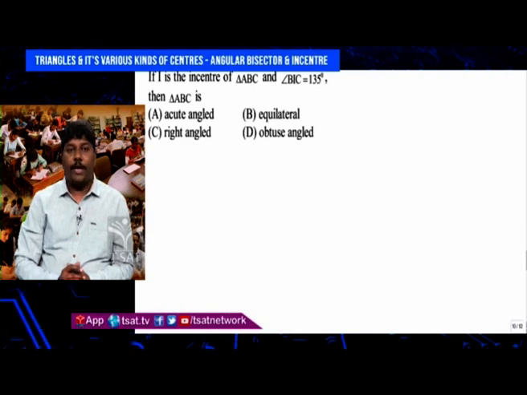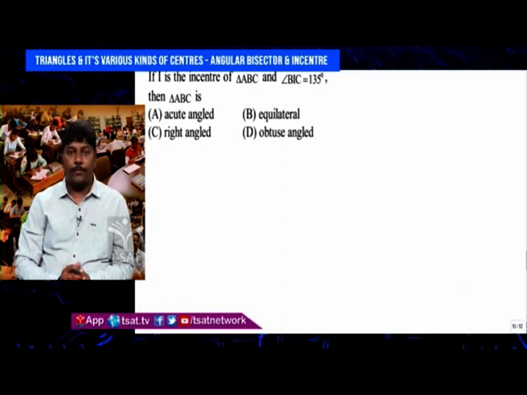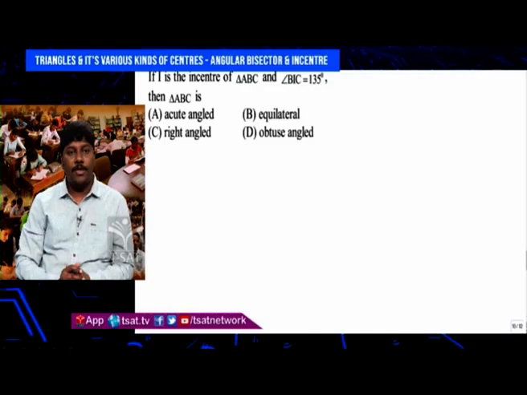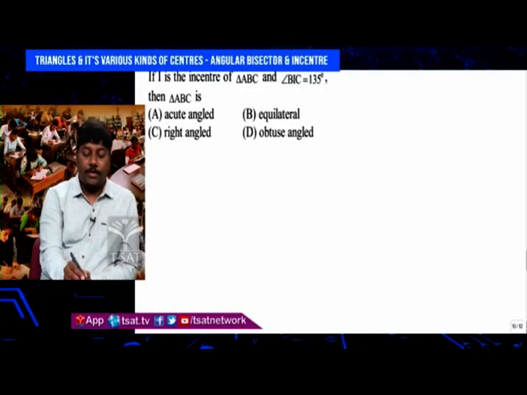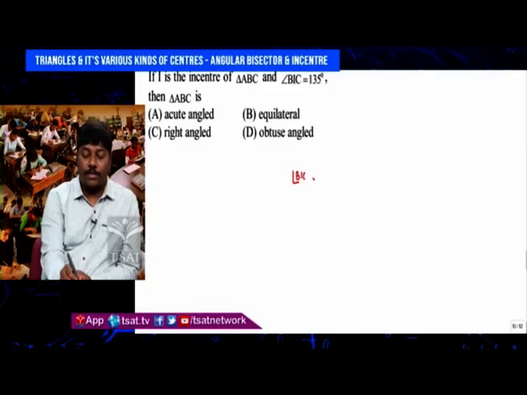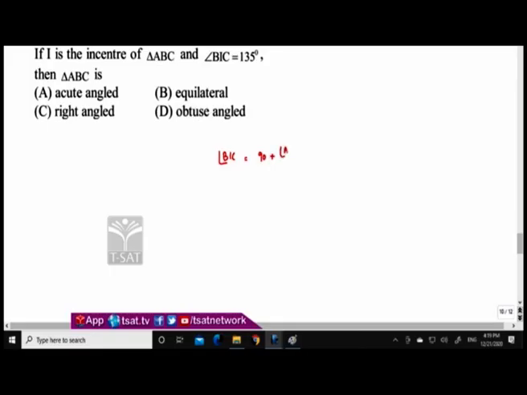If I is the incenter of triangle ABC and BIC is 135 degrees, then he is asking what kind of triangle ABC is. In order to say which kind of triangle it is, you need to find angle A. Now, BIC is an angle formed by two internal bisectors. So, angle BIC is equal to 90 plus A by 2. So, A by 2 plus 90 is equal to 135. Angle A is equal to 2 times 45. So, angle A is equal to 90 degrees.